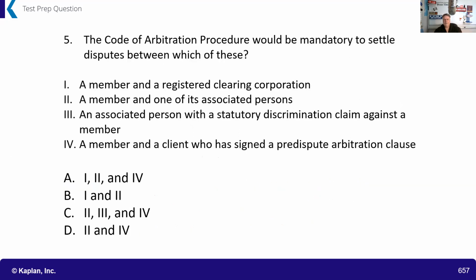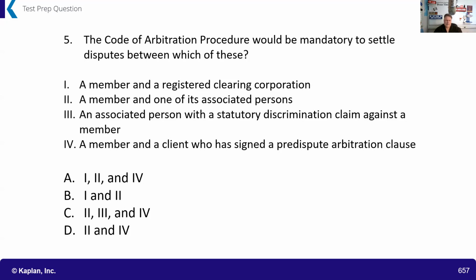Code of arbitration is used to settle civil disputes. It's mandatory between which of these? A member and a clearing firm? Yep. A member and its associated person? Not sure if you understand that, but in your U4, you said if you had a problem, you would go to arbitration, except for HR issues. That's standard. And so there we go.